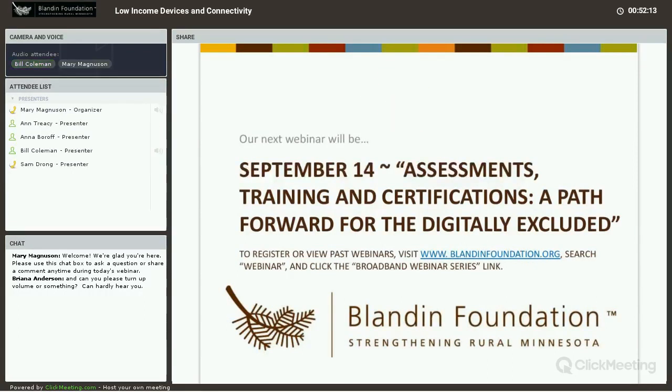September 14th: assessments, training, and certifications, a path forward for the digitally excluded. There we'll be looking at things like the North Star Digital Assessment that Ann talked about, and some different training curriculums that are out there, including one from Comcast that we learned of today, and others we'll highlight. And then certifications, which are really a key for people to get short-term education that leads to better jobs.